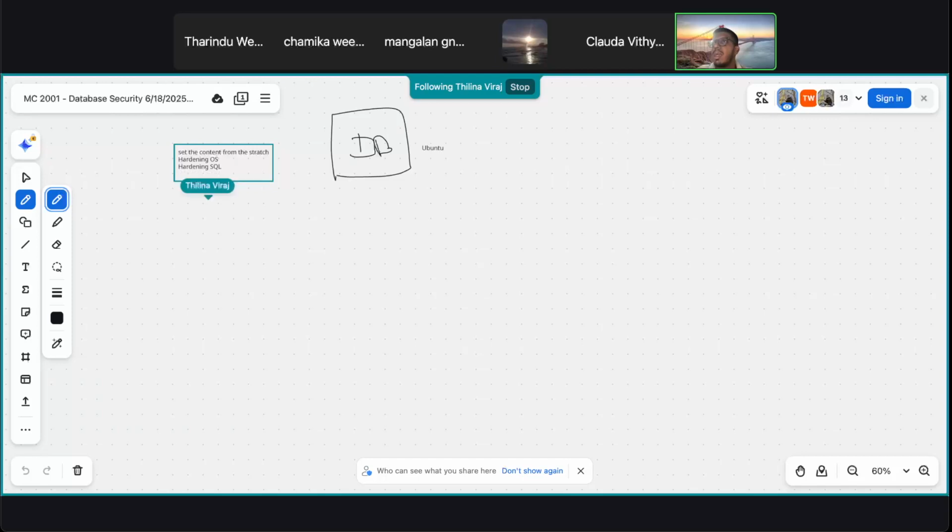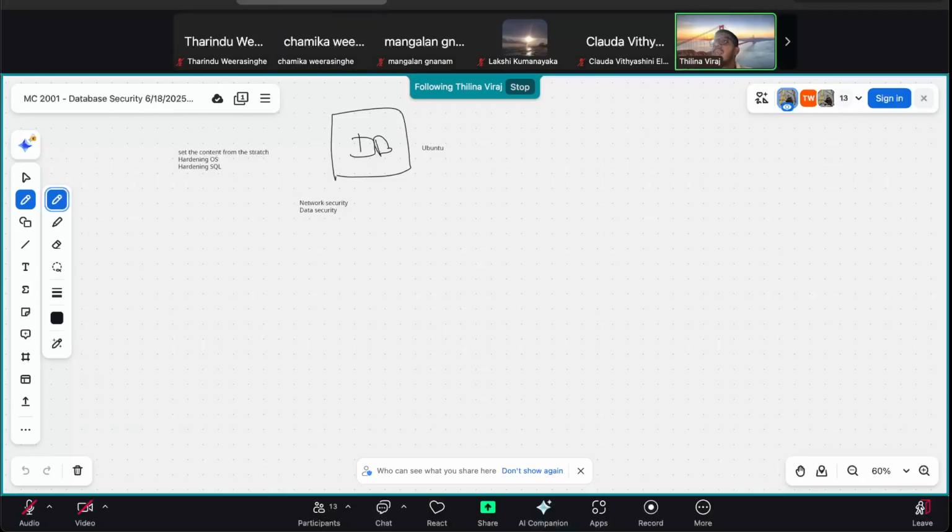So you said there are two things, right? One will be network security, right? And the second thing would be, what's the other point that you mentioned? Data security. Data security, right? In the service where we get the database, we do not need to consider network security, right? But still, you have to provide the access, right? In that case, you have to worry.